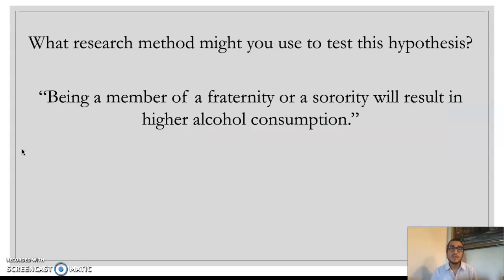So what research method might you use to test this hypothesis? Being a member of a fraternity or sorority will result in higher alcohol consumption. Based off the methods we just talked about, so surveys, interviews, field research, and secondary data analysis, which one would you propose to use if you were designing a study to test this hypothesis?